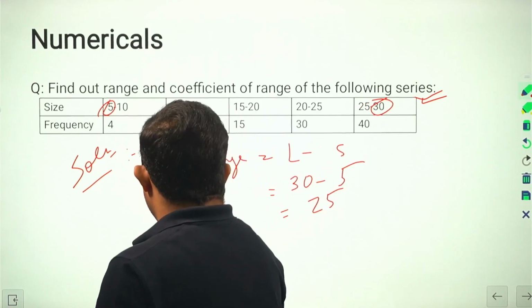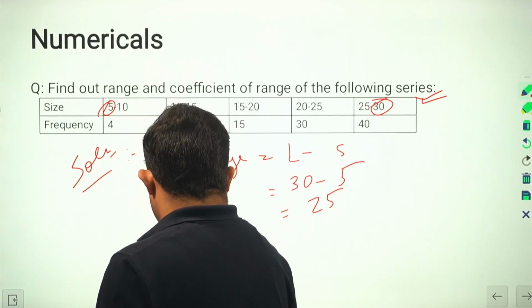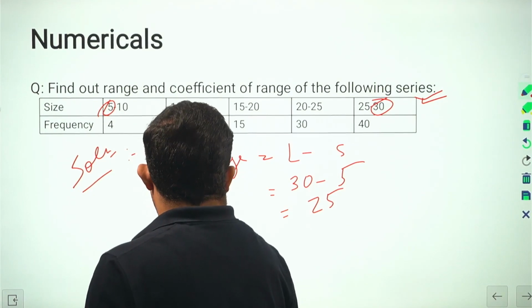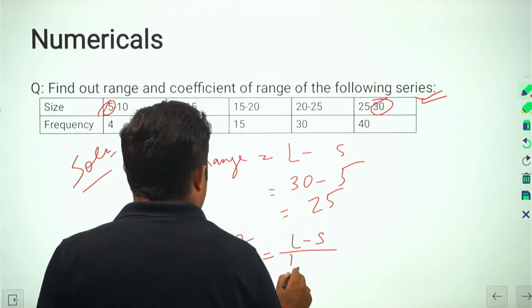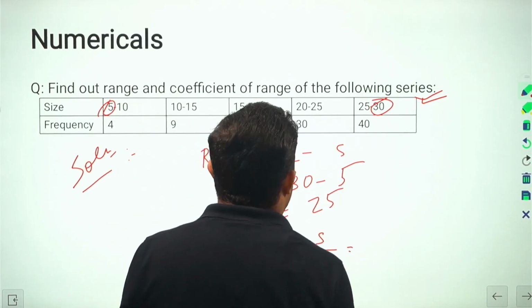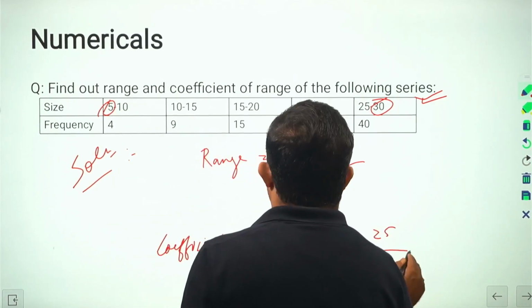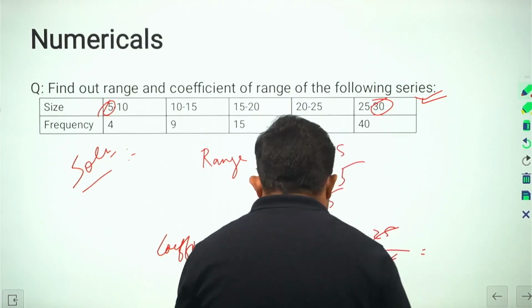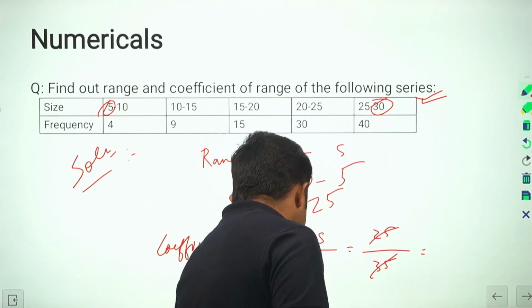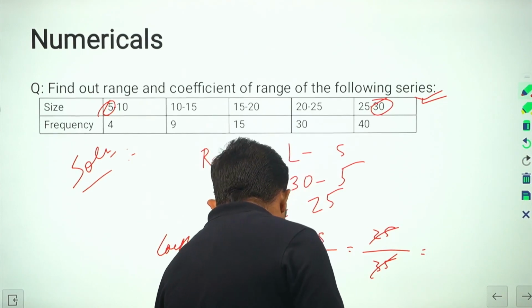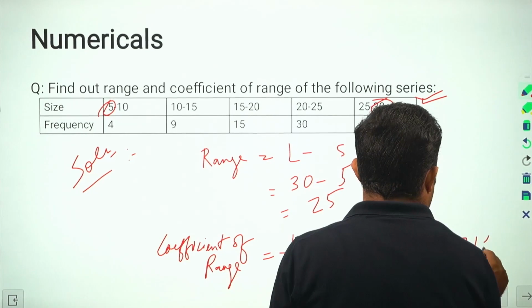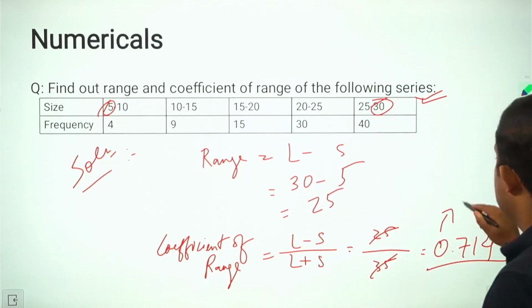Coefficient of range is L minus S divided by L plus S. L minus S is 25, and this will be your 35. Just do division. Calculate. It is 0.714. So this is our coefficient.